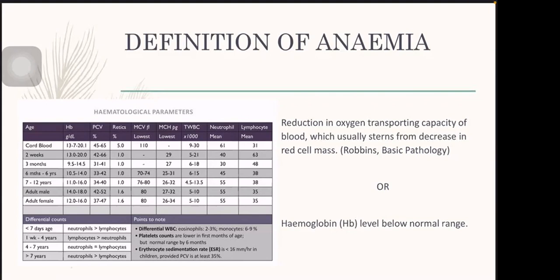So based on this, anemia can be reflected by the concentration of hemoglobin and also the hematocrit level. Based on the picture on the left side, it gives the hematological parameters, basically the hemoglobin level based on age, starting from cord blood up until 7 to 12 years. So the level of hemoglobin differs with age, declining towards 7 to 12 years.